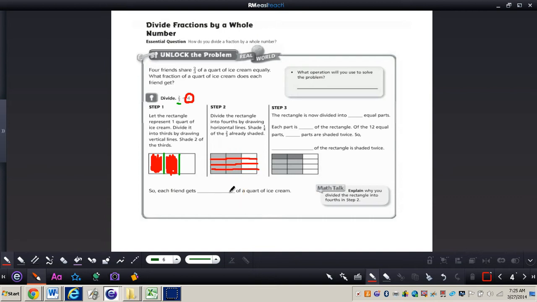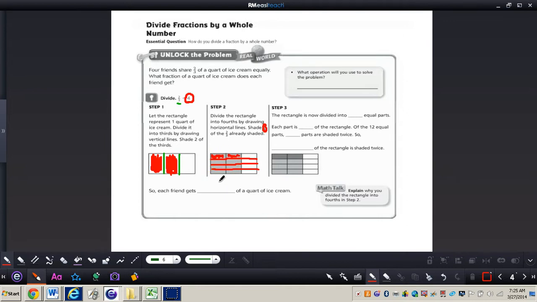Okay, now what we will do now is we are going to shade 1/4 right here of the 2/3 already shaded in. Okay, so we're going to shade in 1/4 of this section here. So 1/4 will look like this. So I did 2 out of the 8, which is simplified as 1/4.